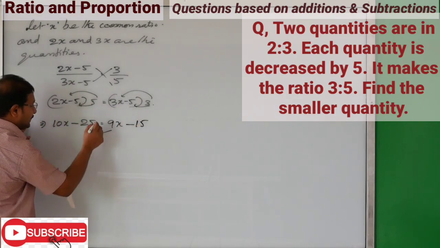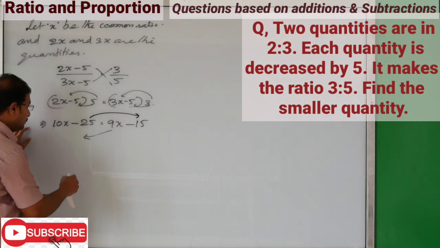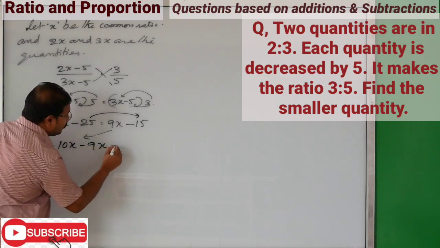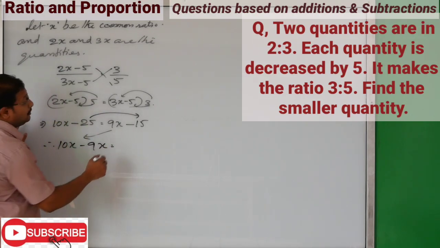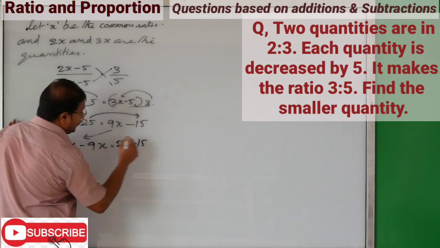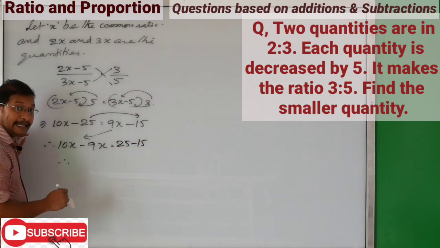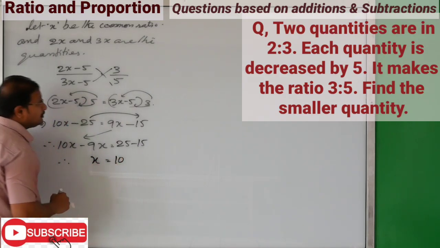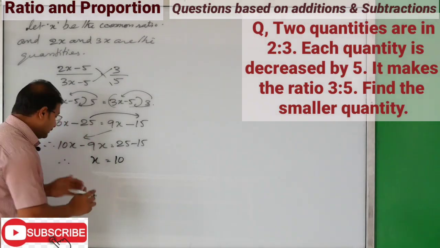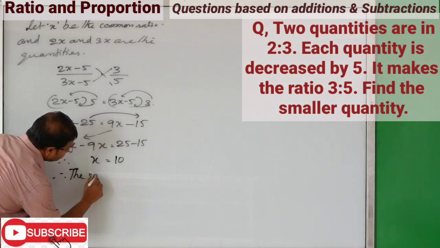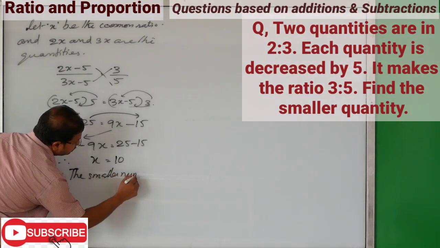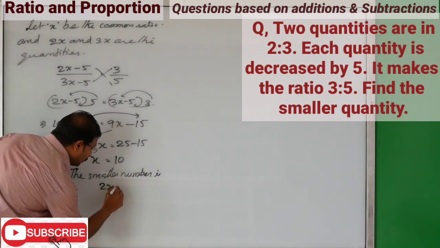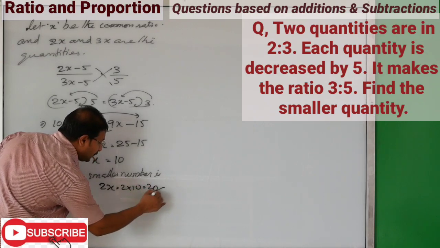Now x will carry to the other side. Minus 25 will go to the next side. Therefore 10x, 9x comes to the next side as minus 9x, equals minus 25 goes to the next side as plus 25. Already here minus 15. Therefore 10x minus 9x, that is 1x. That means x equals 25 minus 15, that is 10. Now what do we want? We want the smaller number, isn't it? Therefore the smaller number is 2x. 2x equals 2 into 10 equals 20.